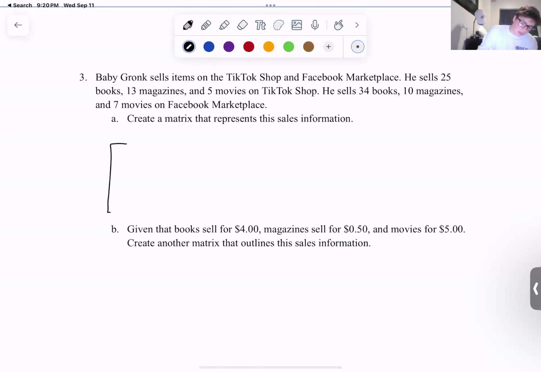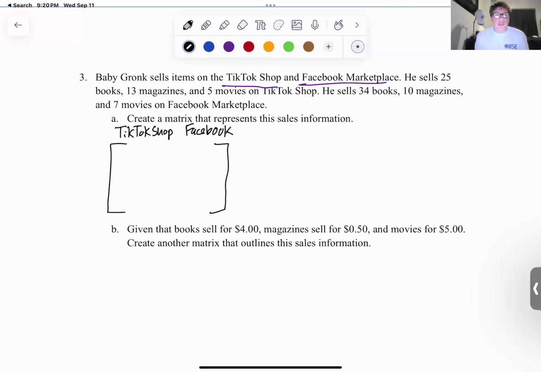Okay, so this one is pretty straightforward. In my head, when I read this problem, there's 2 categories where I sell stuff in: TikTok shop and Facebook Marketplace. So I'm going to make those my columns: TikTok shop, Facebook.